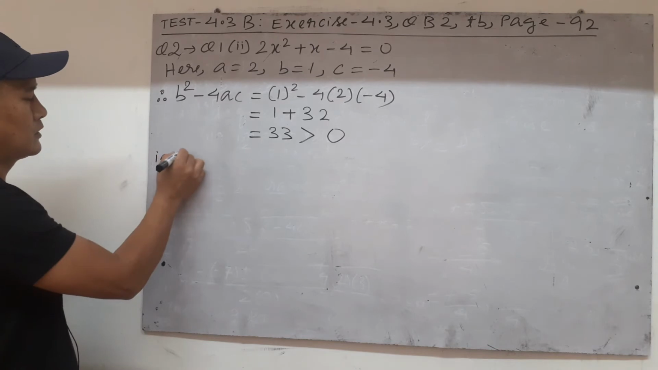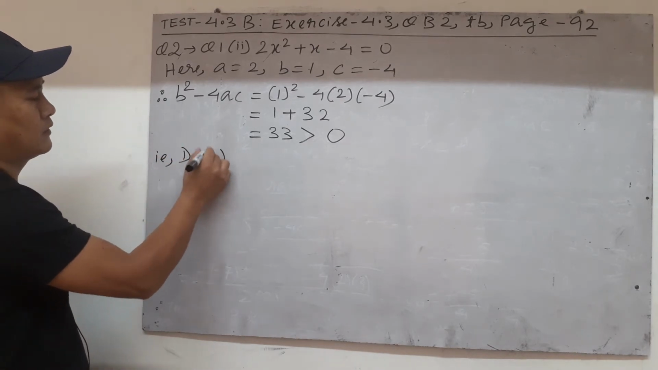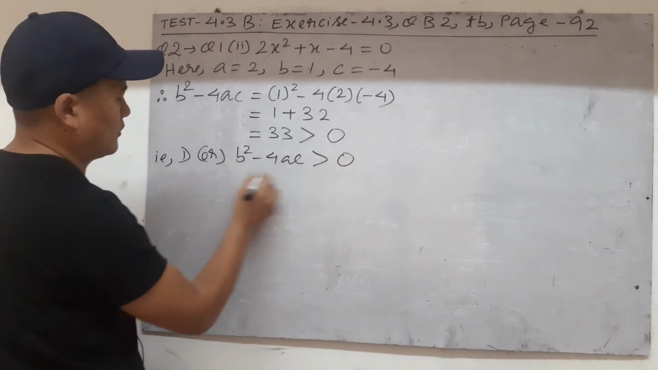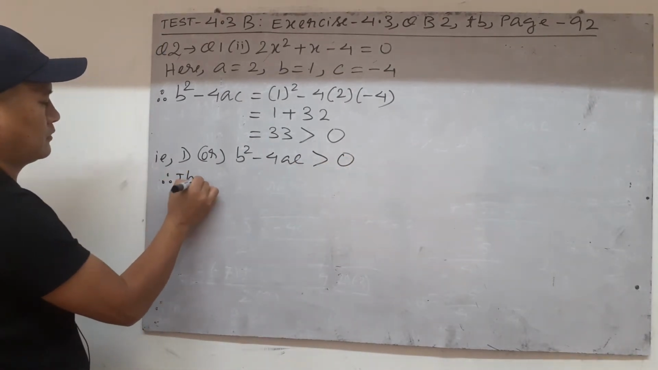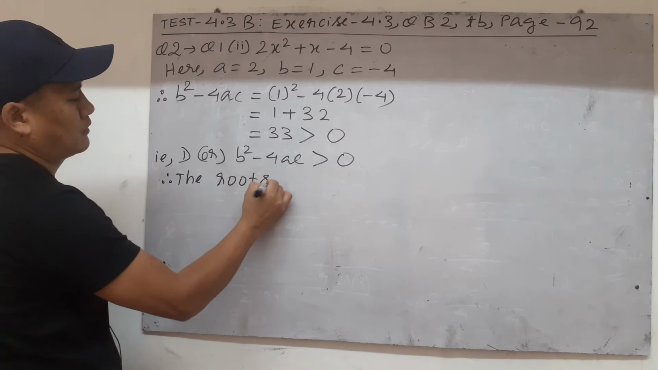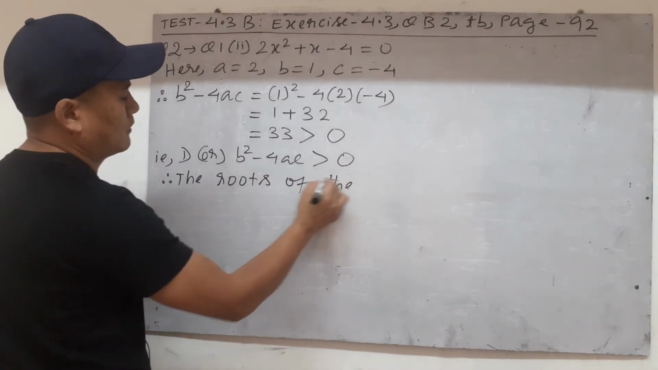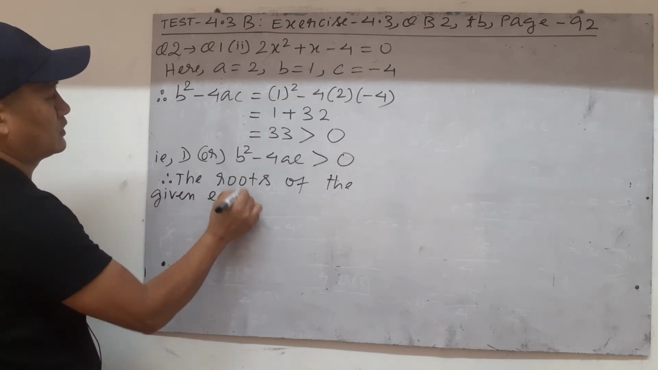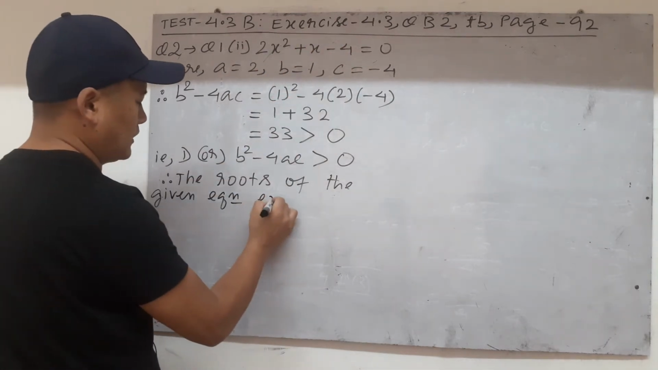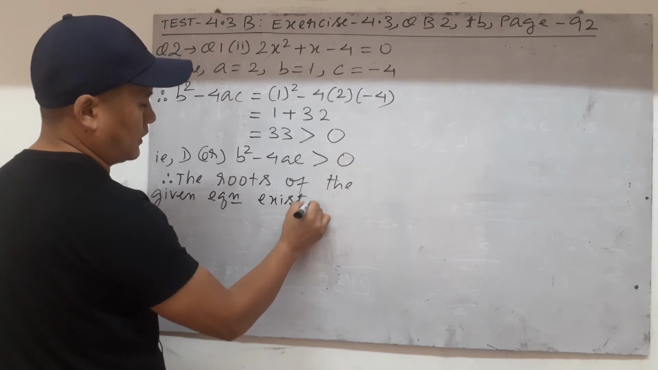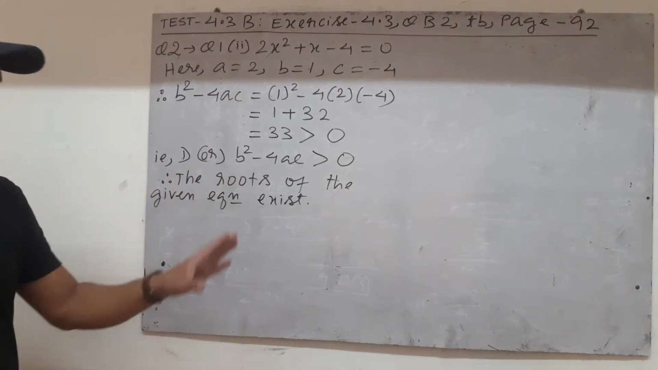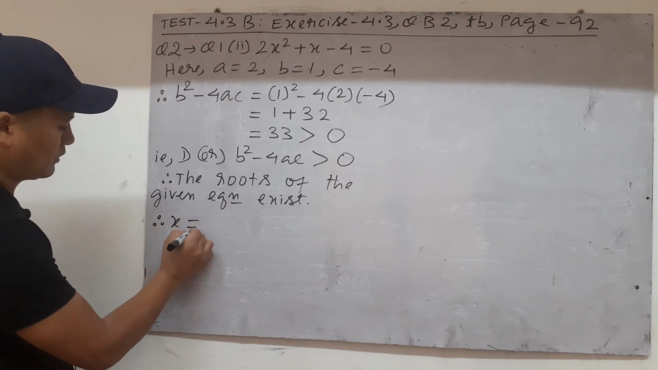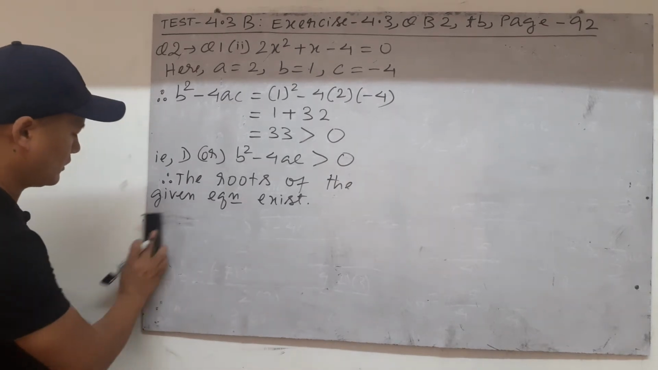That is, in other words, the discriminant D, the value of which is b squared minus 4ac, is greater than 0. Therefore, the roots of the given equation exist because it is greater than 0. So if the roots exist only, then we'll proceed to solve by formula. Before that, I can write down "since".